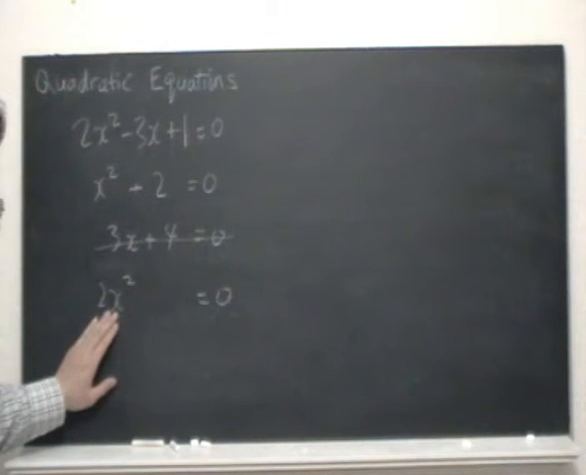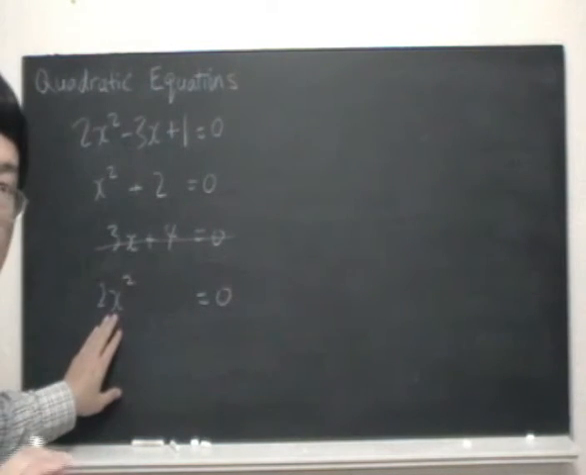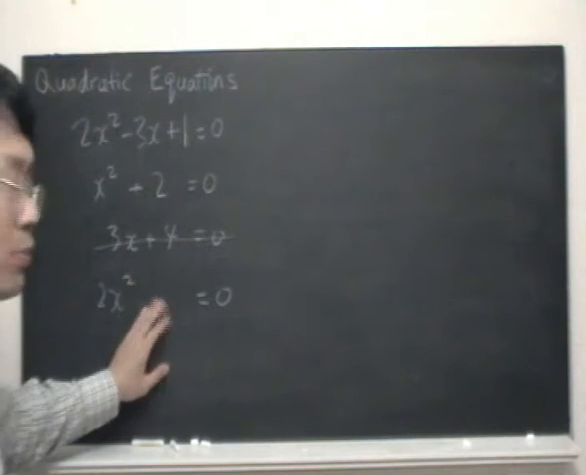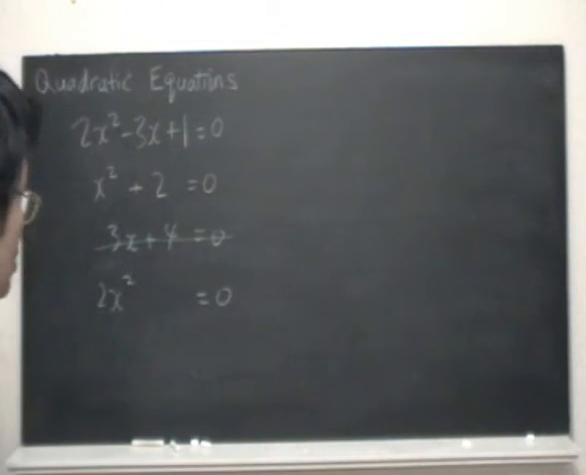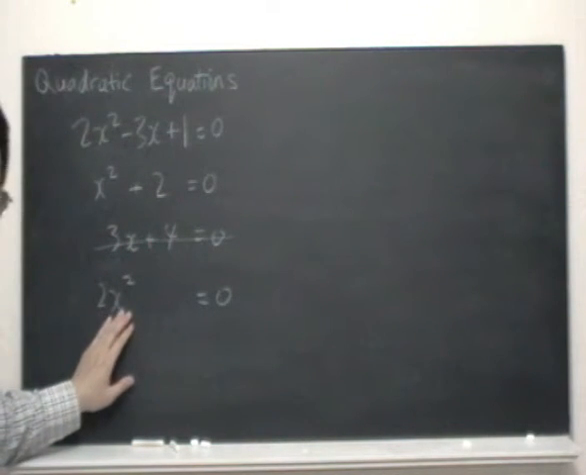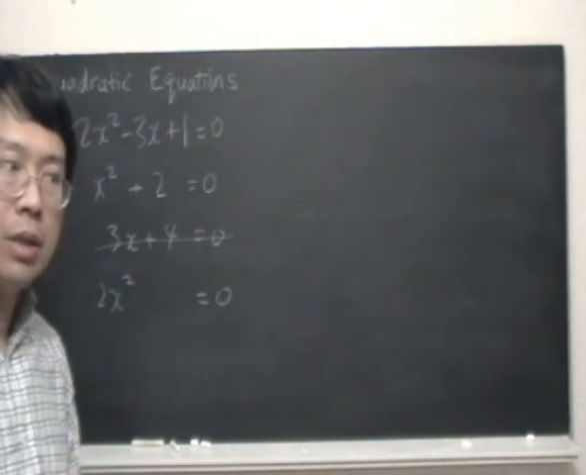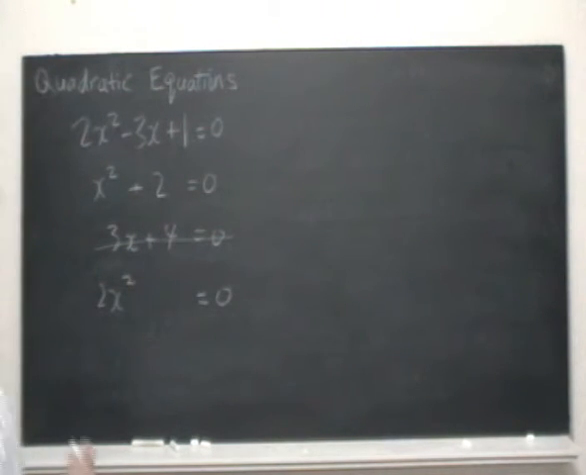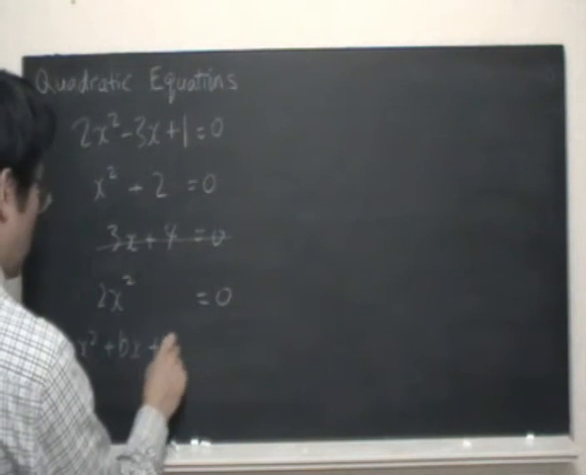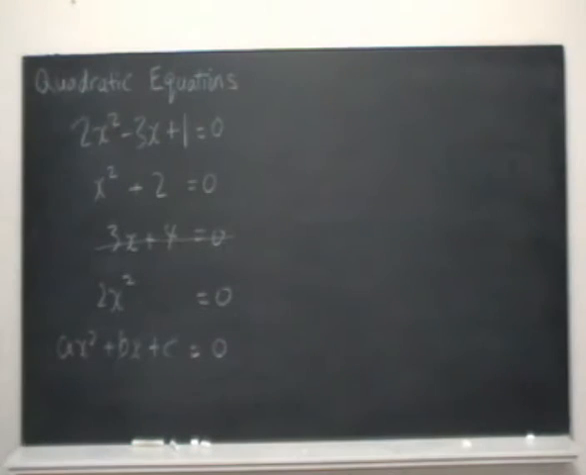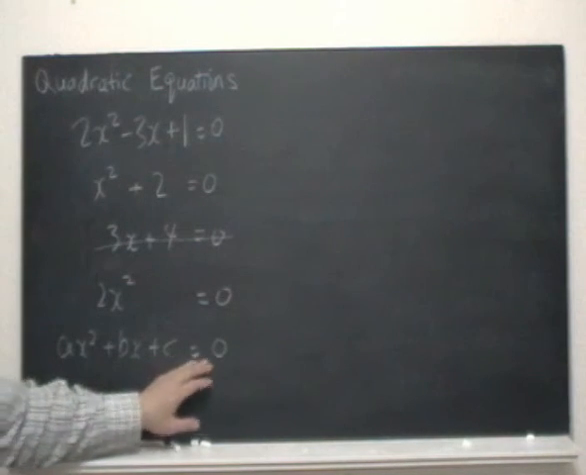This equation, 2x squared equals 0, is a quadratic equation because it has an x squared. So even though it does not have an x term, or a number like in the previous equation, it is still a quadratic equation. It is common to write an equation in this format: ax squared plus bx plus c equals 0.